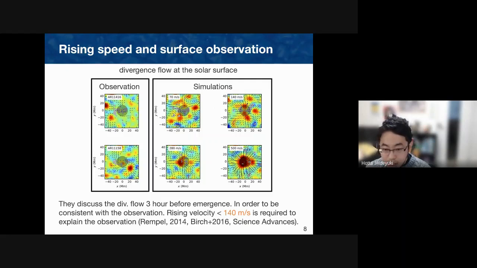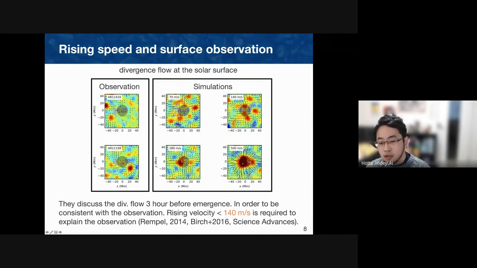As I explained, they put their magnetic flux at the bottom with some velocity. This velocity influences the divergent flow at the photosphere. For example, when they put a very fast velocity, 500 meter per sec, which is consistent with the thin flux tube rising velocity, they can see clear divergent flow 3 hours before the flux emergence. This is inconsistent with the observation. When they slow down to 280 meter per sec, they still see important divergent flow. Of course, we already see some supergranulation-type flow at the surface, but this exceeds the supergranulation pattern. But when we go to this value, they cannot see very significant flow related to the flux emergence.